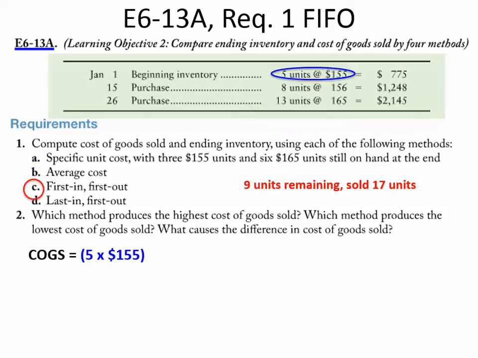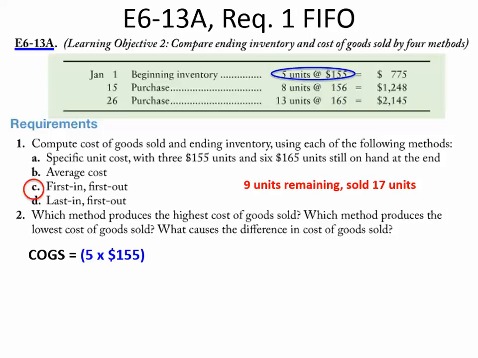Okay, FIFO. FIFO means first in, first out. When we talk about first in, first out, we're talking about the units that are sold. So we're talking about the sold ones. We sell the oldest ones first. So we sold 17 units. So cost of goods sold is we will have sold all 5 of those oldest units because we sold 17 units. So we sold all 5 of them.